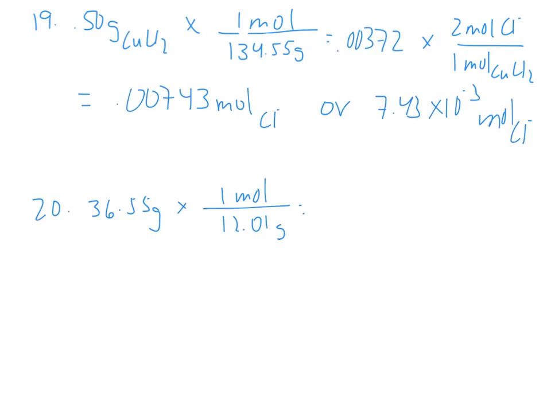Number 19, you're told you have 36.55 grams of diamond. They want to know how many carbon atoms there are. So it really doesn't matter if it's C6, C12, what the configuration is in diamond, what they consider it to be, because it's all carbon. So I could take the 36.55 grams and divide by 12.01, and that gives me 3.043 or 3.04 moles of carbon. And so if I take that times Avogadro's number, 6.02 times 10 to the 23rd atoms, I end up with 1.83 times 10 to the 24th carbon atoms.